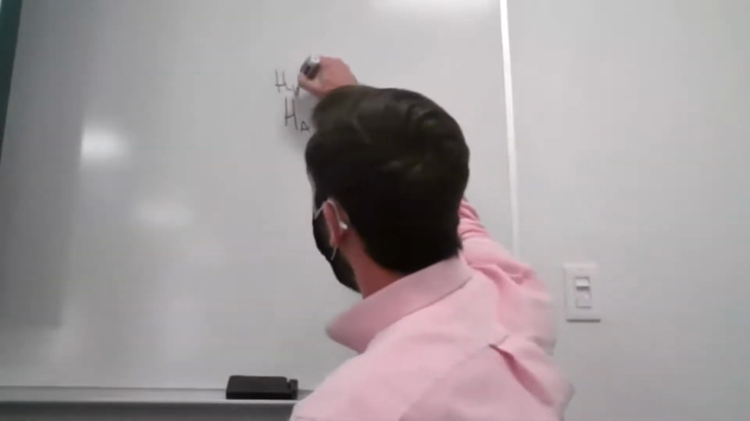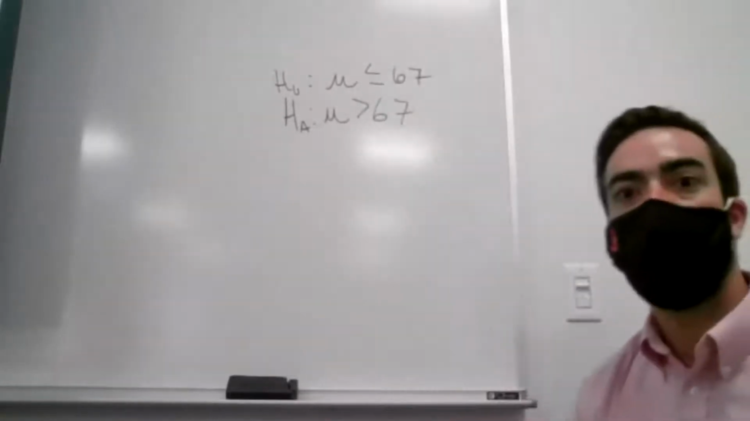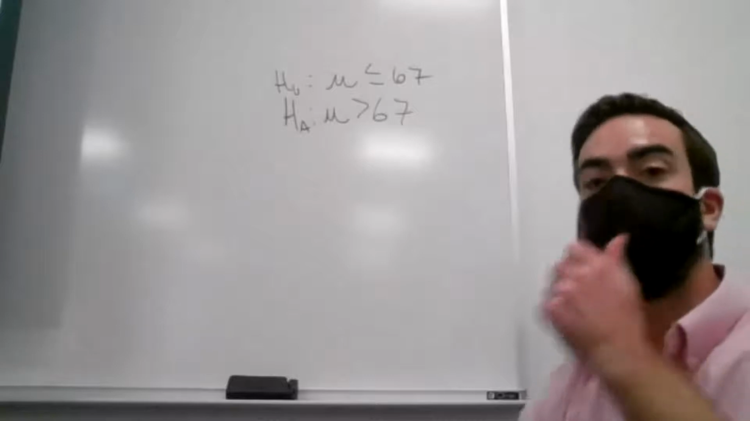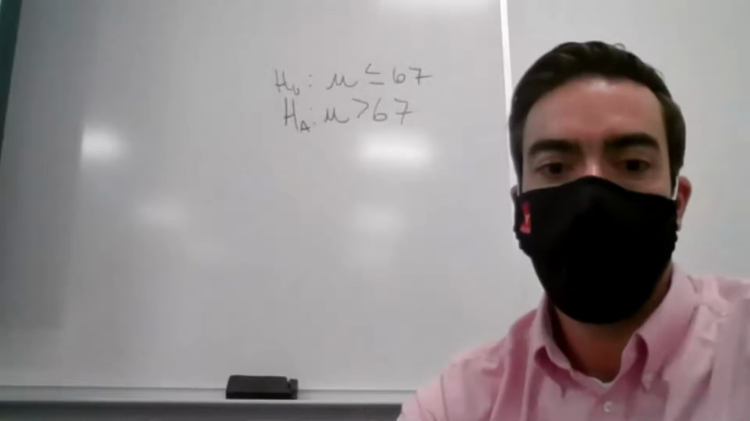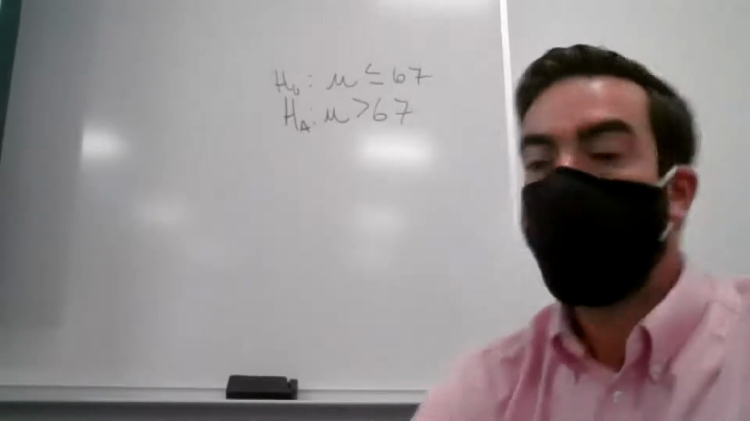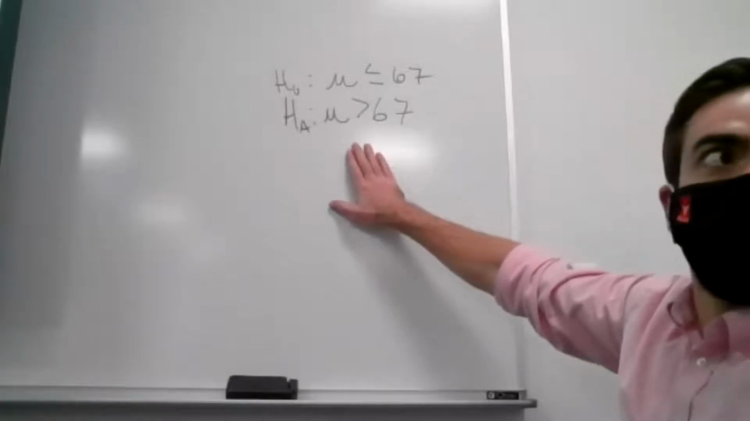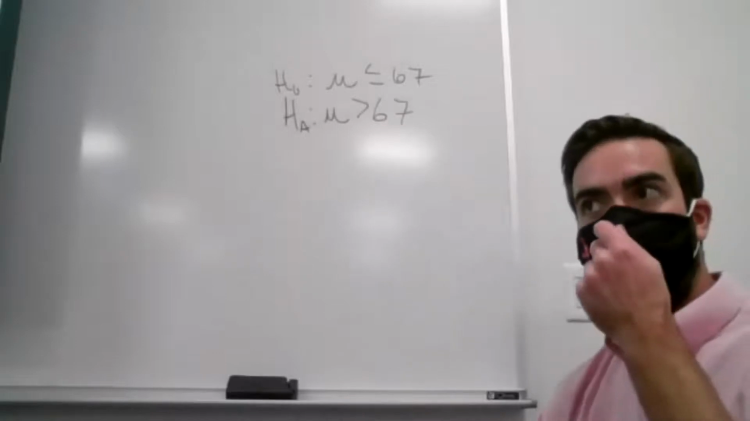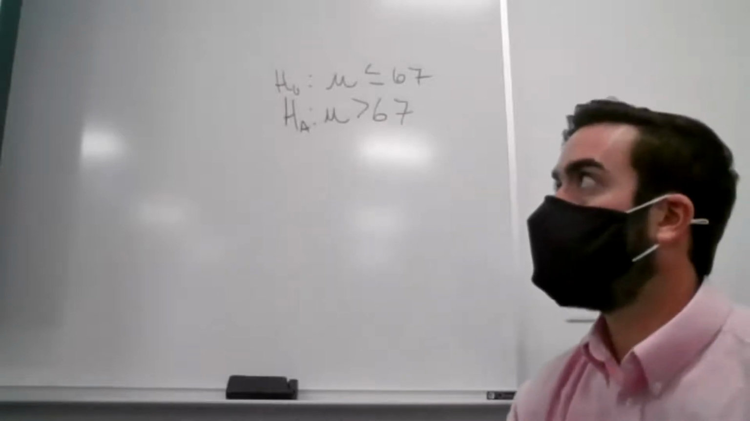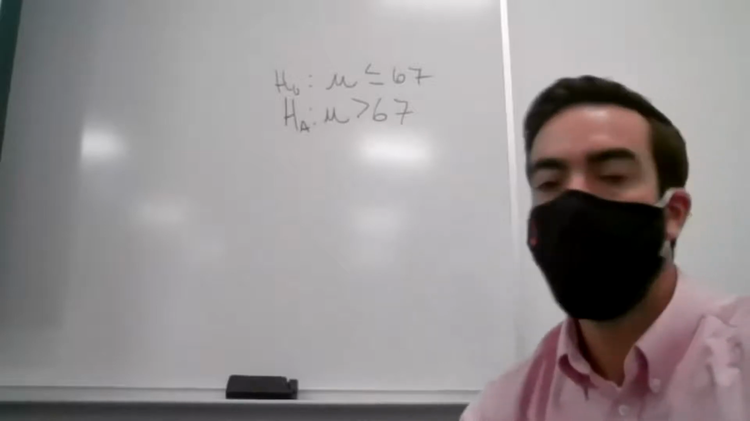So we'll assume the opposite is true, stack the deck against ourselves, which is that the true mean is less than or equal to 67. Right? So what type of tail test do we have? If we look at our alternative hypothesis, there's a greater than sign. So we have what we'll end up calling a greater than, or right tail test, okay?